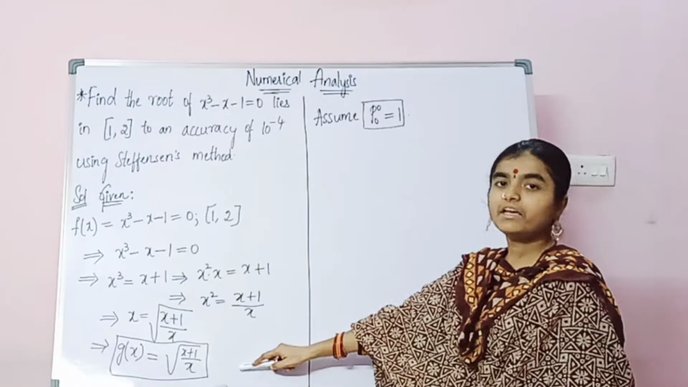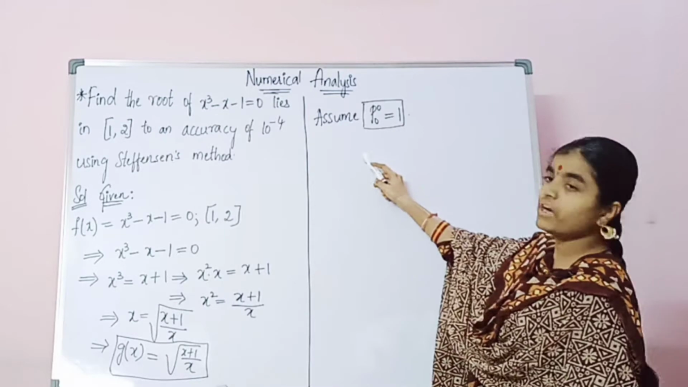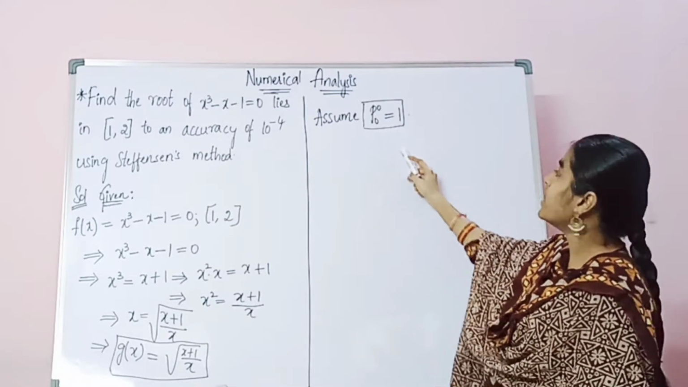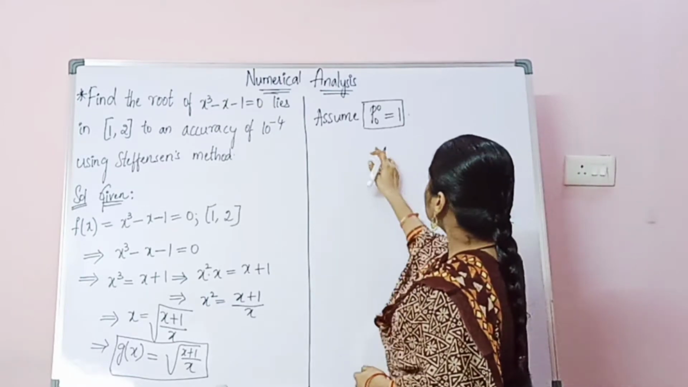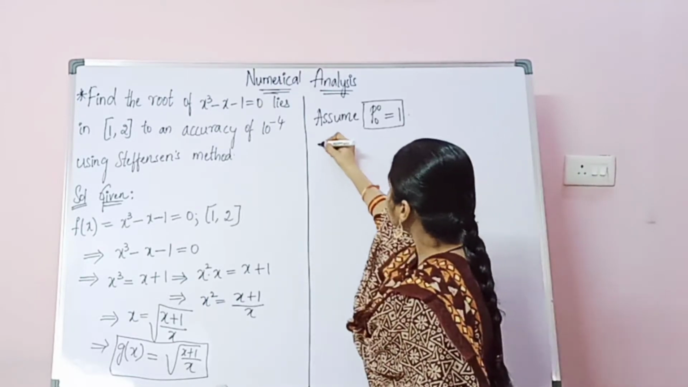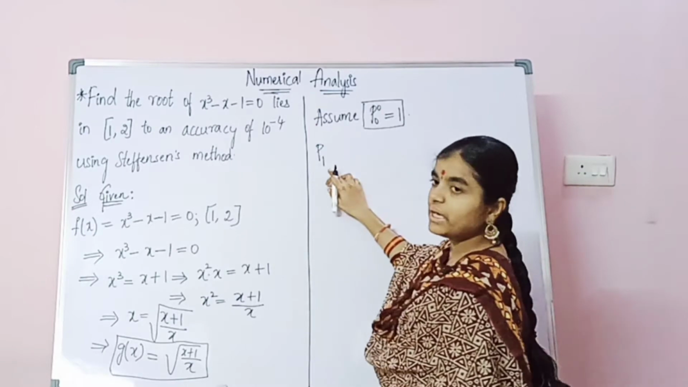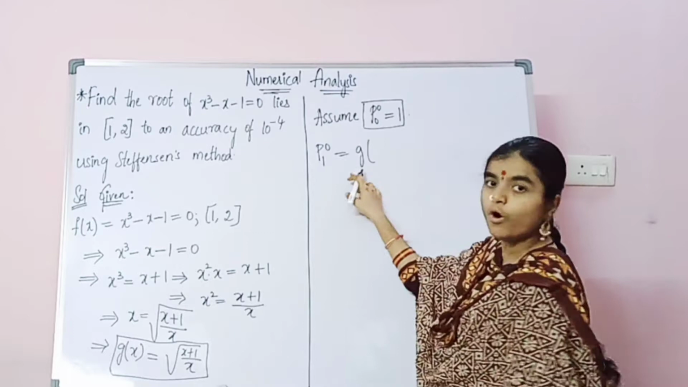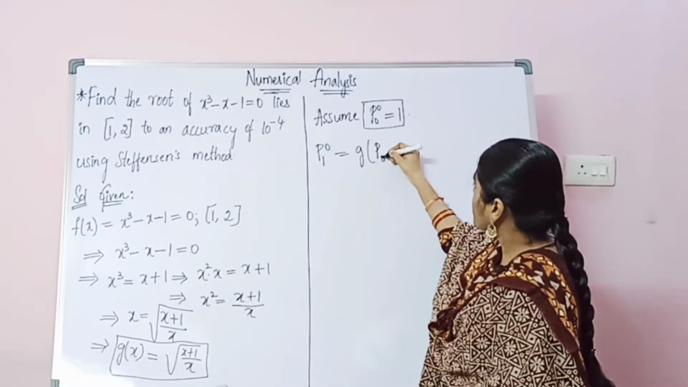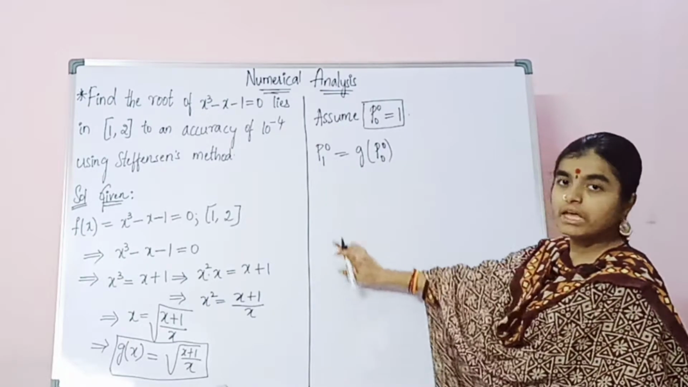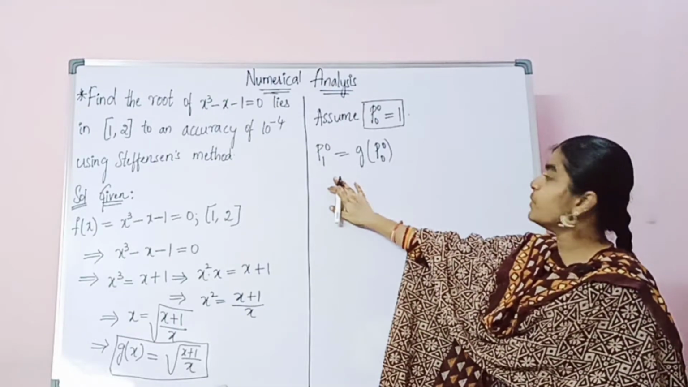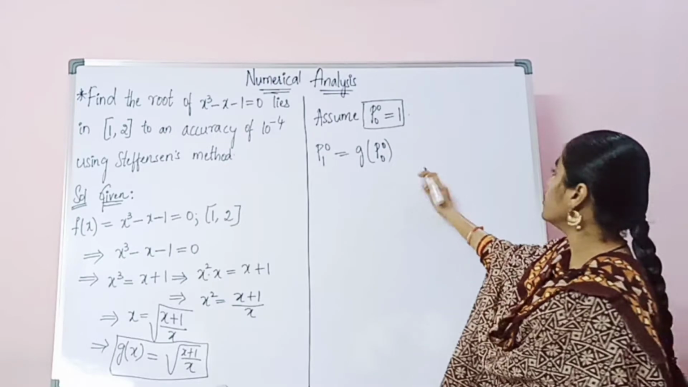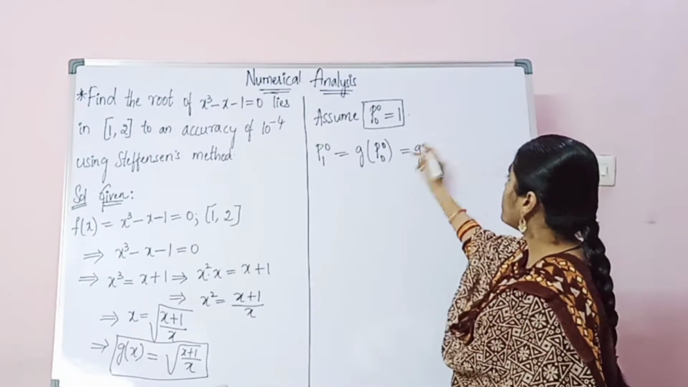After finding the g(x) value, what do we have to assume now? p0^(0) equals 1. Now, p0^(0) equals 1, so what we have to find is p1^(0), which equals g of p0^(0). See here what we are doing: p1^(0) equals g of p0^(0), which means what here?